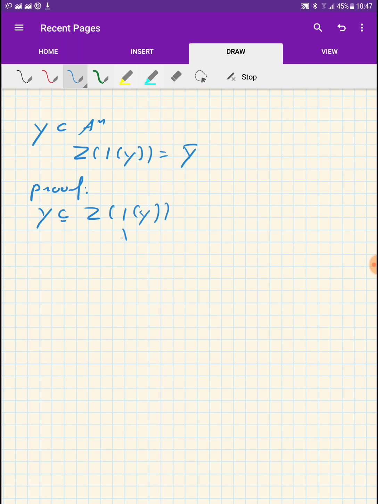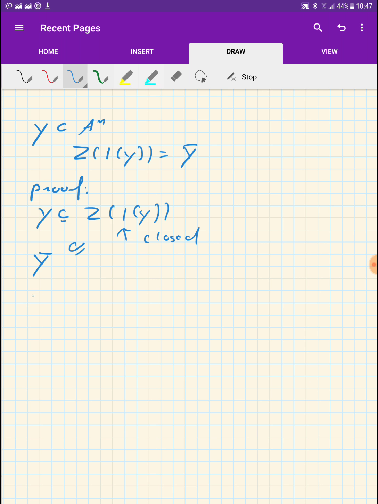And now this set here is closed. So we have a closed set containing Y. And remember, the closure is the intersection of all closed sets containing Y. So since we have a closed set containing Y, we have also that the closure is inside the set Z of I of Y. So we have this inclusion. And now what we really need to prove is the other inclusion.